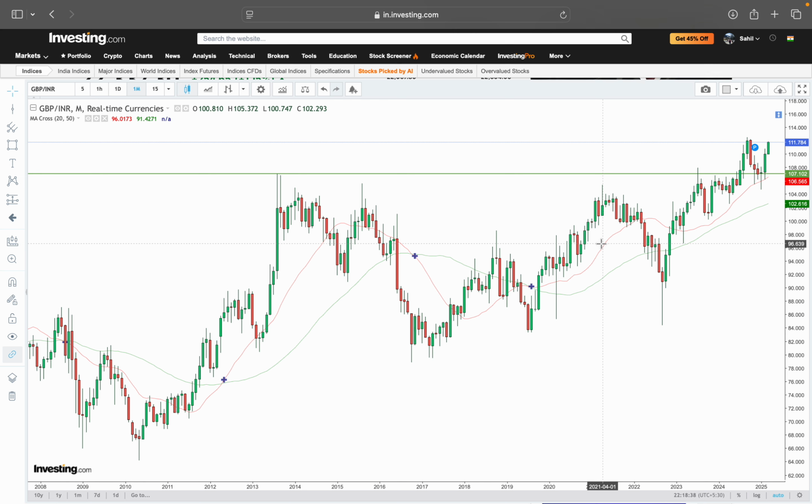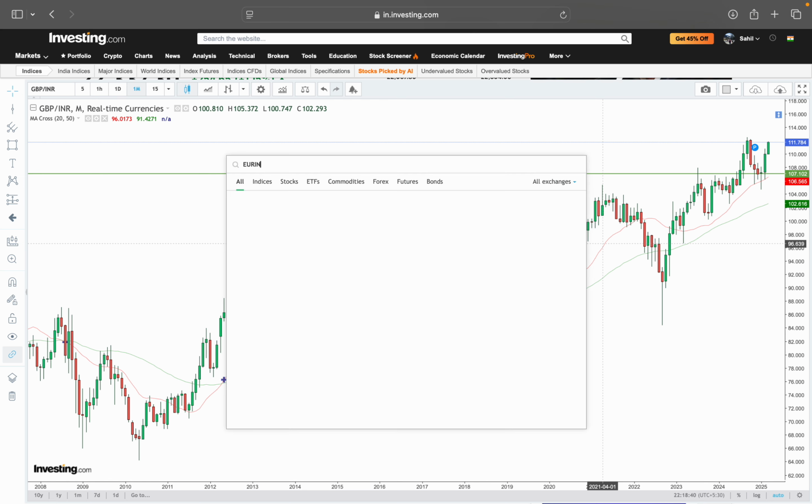Let's have a look at the other one, the euro with the INR. It is disappointing that the internet is acting up.